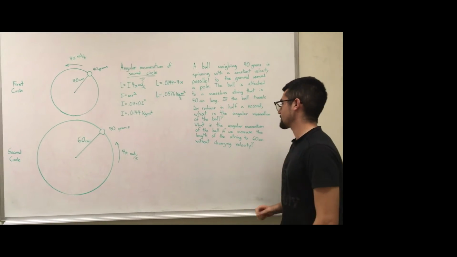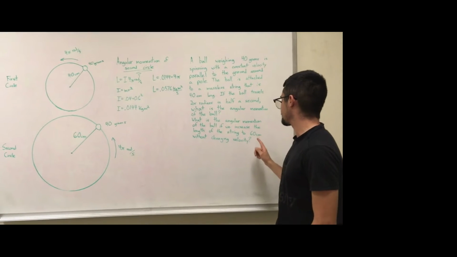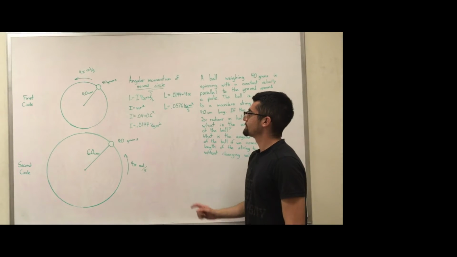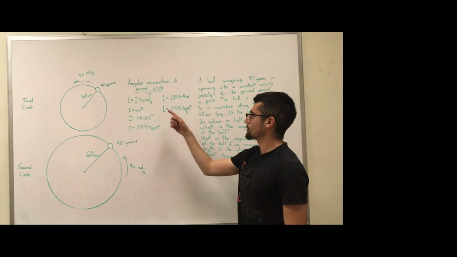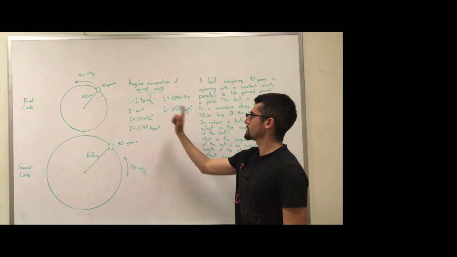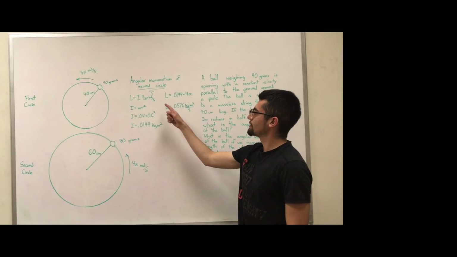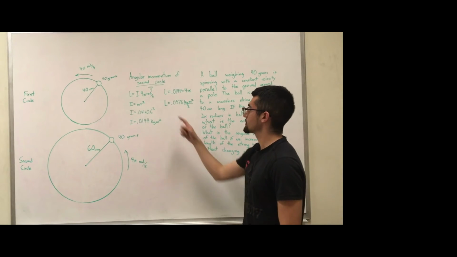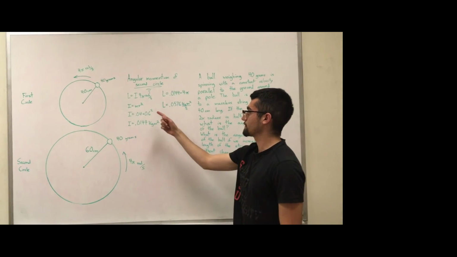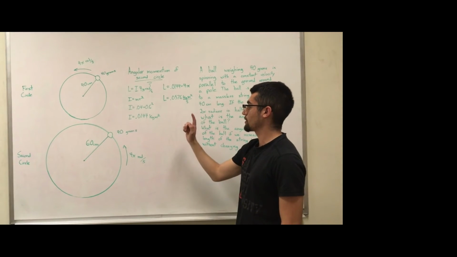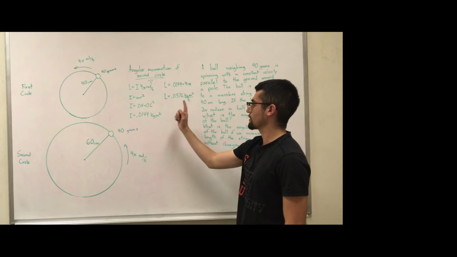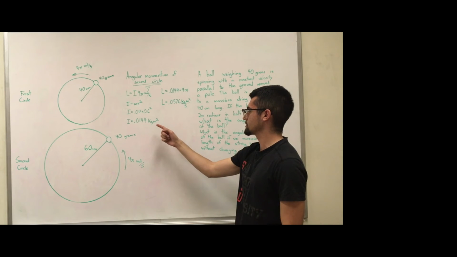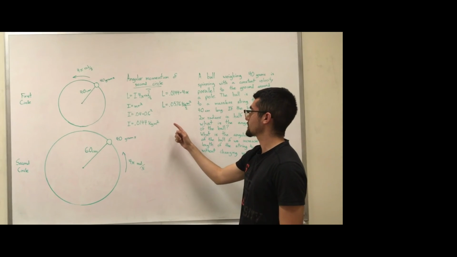Okay, so for the second part, we want to find the angular momentum if we increase the radius to 60 centimeters. So we first use the angular momentum equation, and it's moment of inertia times the angular speed. And since we already have the angular speed from earlier, it's 4 pi radians per second. And to find our moment of inertia, it's just the mass times the radius squared, and our mass is 40 grams, and our radius is 60 centimeters. And if we multiply those, we get 0.0144 kilogram meters squared.